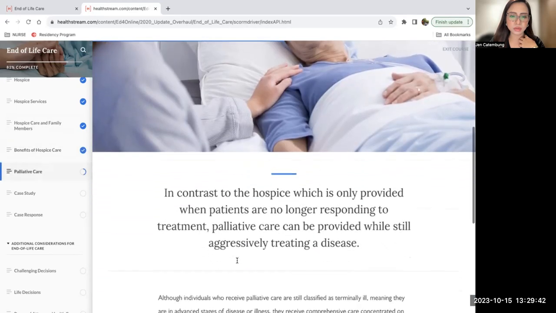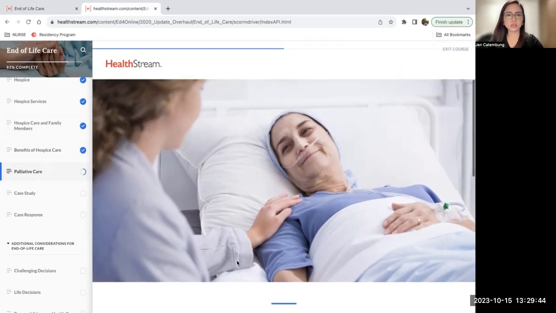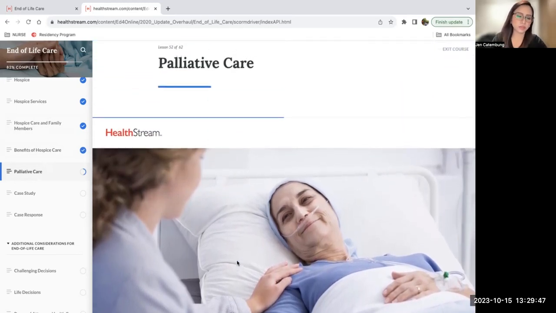Palliative care. In contrast to hospice, okay, I think this is where I left off. Palliative care, 52 of 62. I remember thinking I only have 10 left.